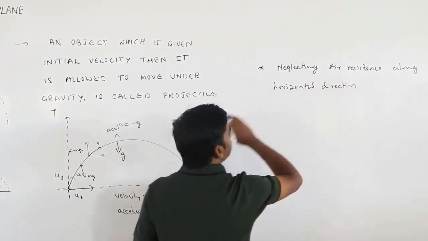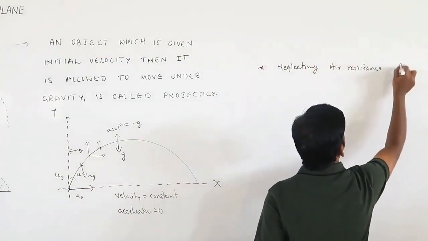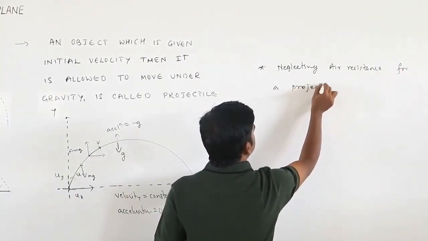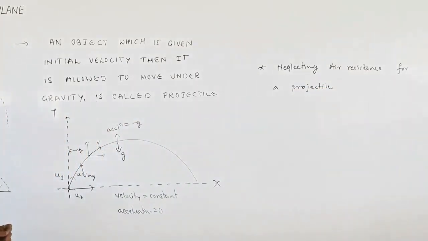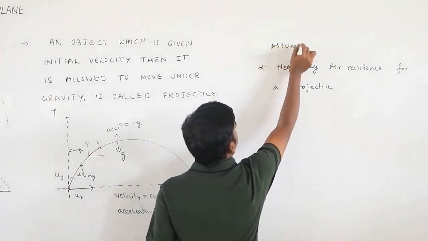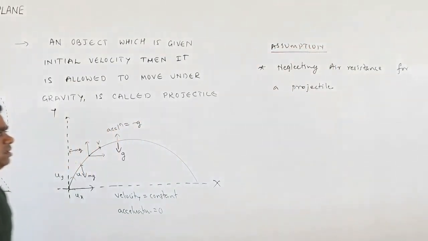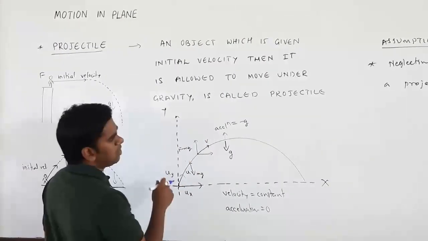Simply, you can say we are neglecting air resistance for projectile motion, for a projectile. This is a very important assumption we are going to make. Remember, we are neglecting the resistance offered by the air for the projectile motion. That is the biggest assumption. We can look at one more assumption also.